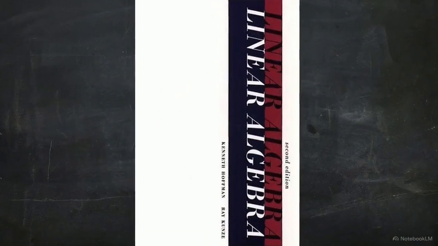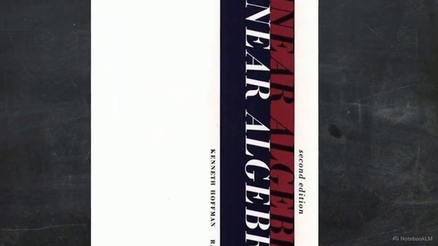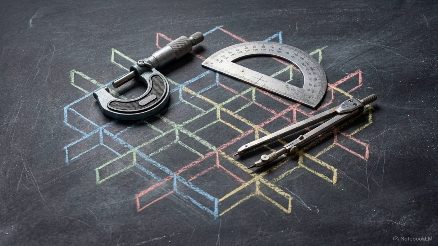A text like Hoffman and Kunze functions as a toolkit for structural thinking. Every theorem is a precise instrument for decoding the architecture of mathematics.